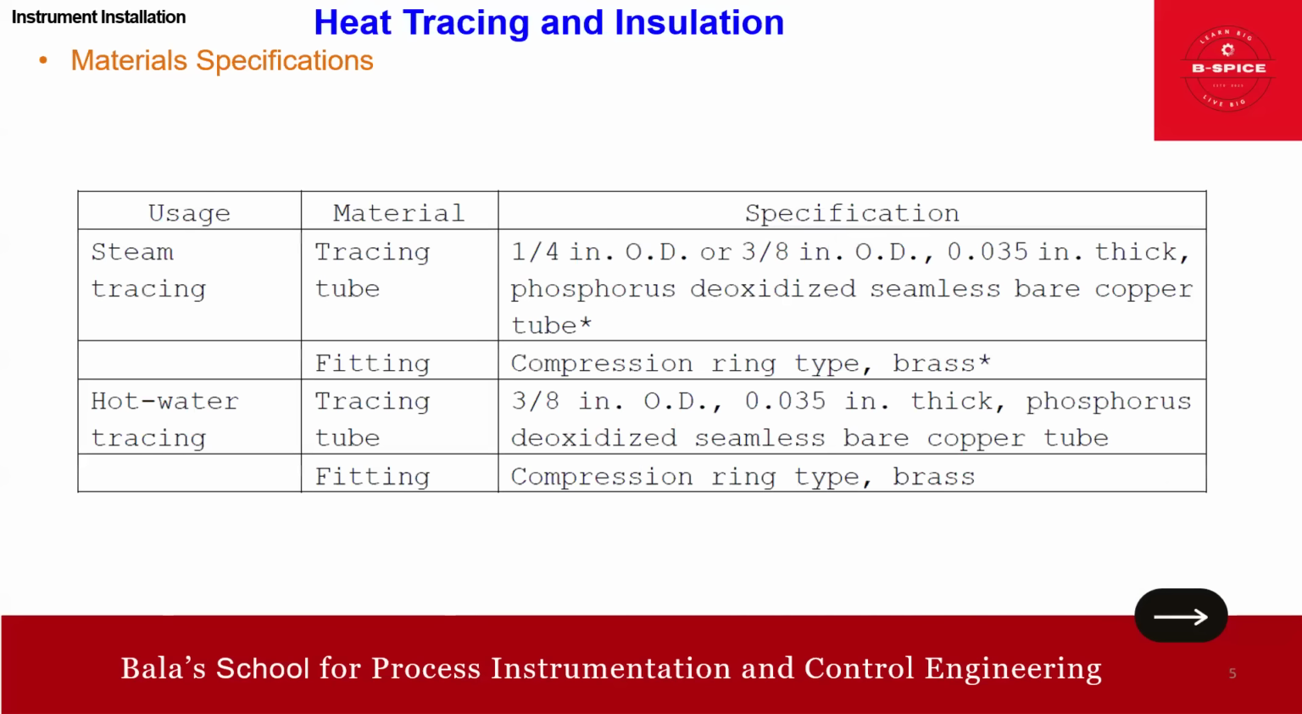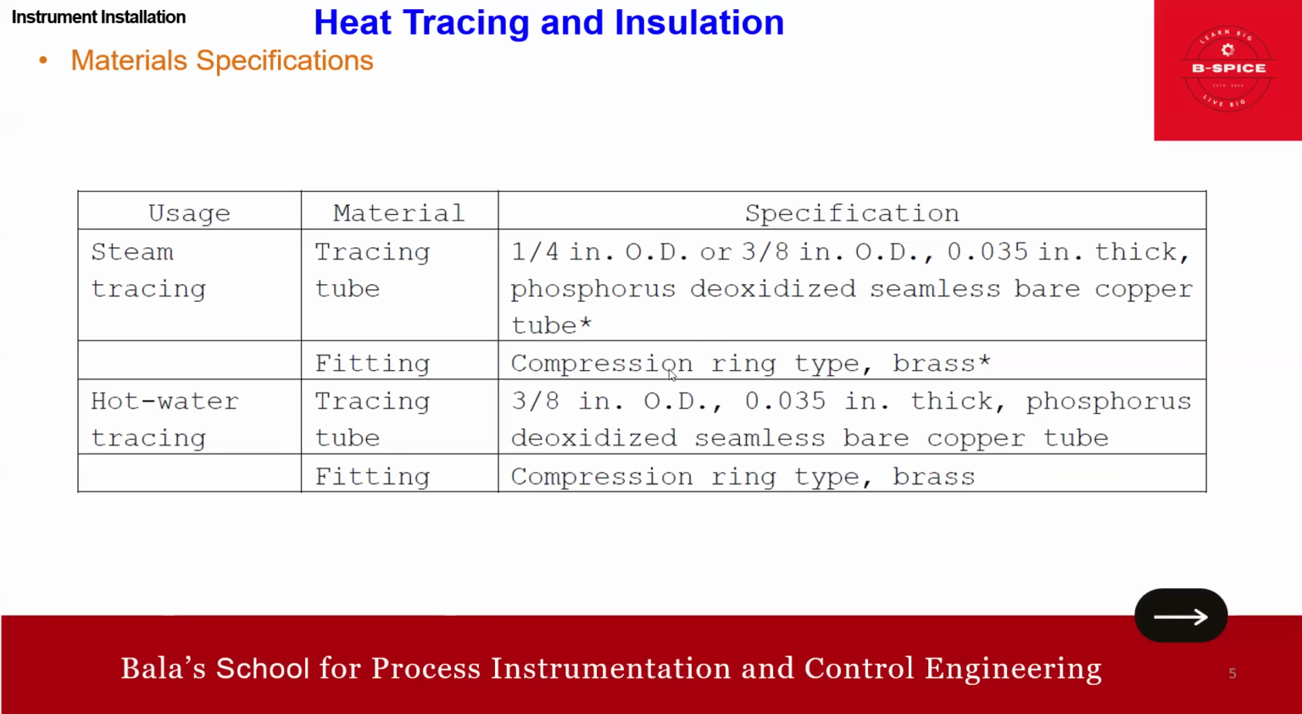Now we'll focus on the material. Material basically for steam tracing and hot water tracing. If we talk about material, it's basically tube and fitting. When you talk about steam tracing, quarter-inch OD or 3/8-inch OD, 0.035 thickness, phosphorus deoxidized seamless bare copper tube can be used. This is the point.